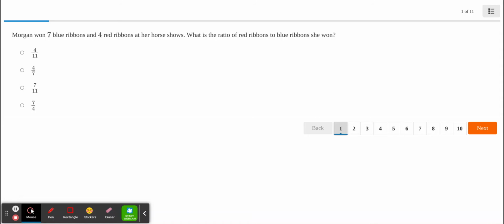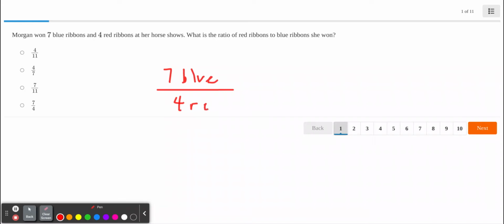So question number 1 here was: Morgan won 7 blue ribbons and 4 red ribbons at her horse show. So right now we've got 7 blue. Actually, hold on, let me get my pen going here. We've got 7 blue ribbons and 4 red ribbons. And it says, what is the ratio of red ribbons to blue ribbons that she won?